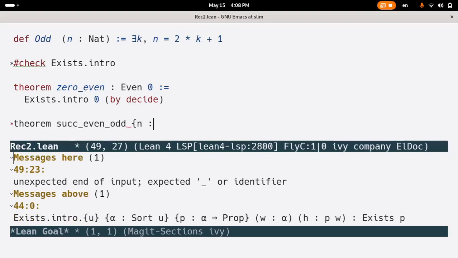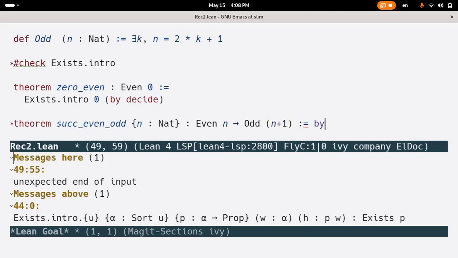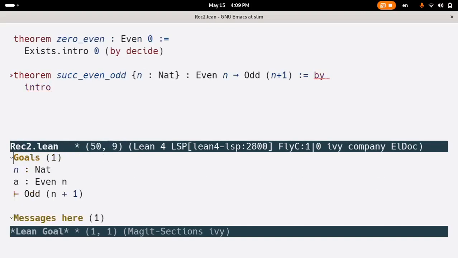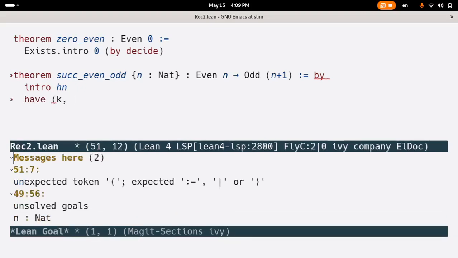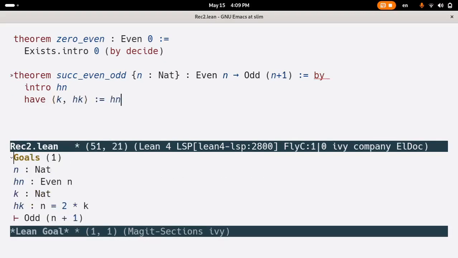We can now prove that successor of an even number is an odd number. So if n is a natural, then even n implies odd n plus 1. We enter tactic mode, introduce the hypothesis that n is an even number. Now we extract from Hn the witness k and the proof that n is equal to 2k. Let us call them k and hk respectively.